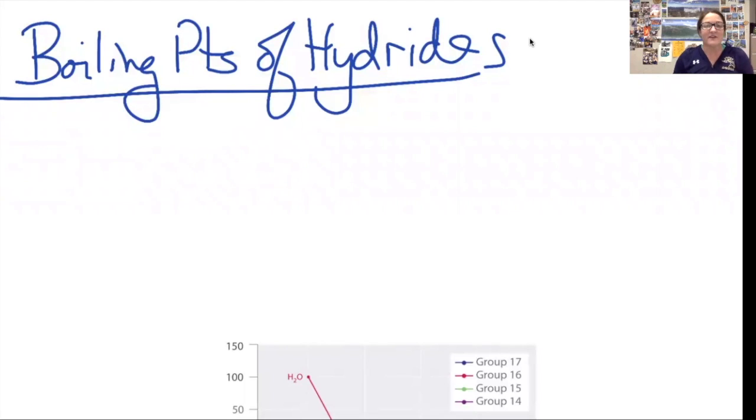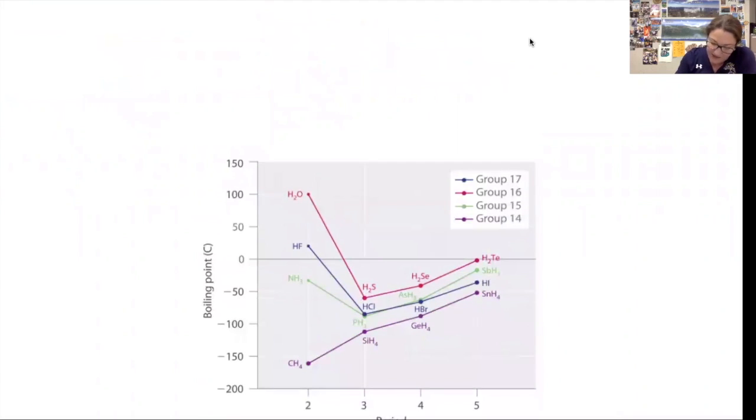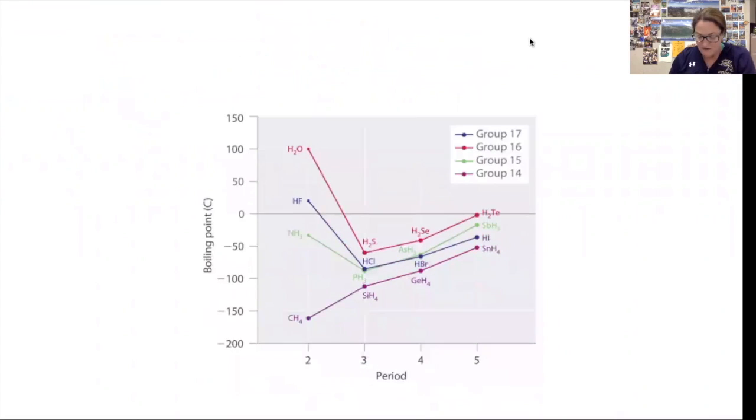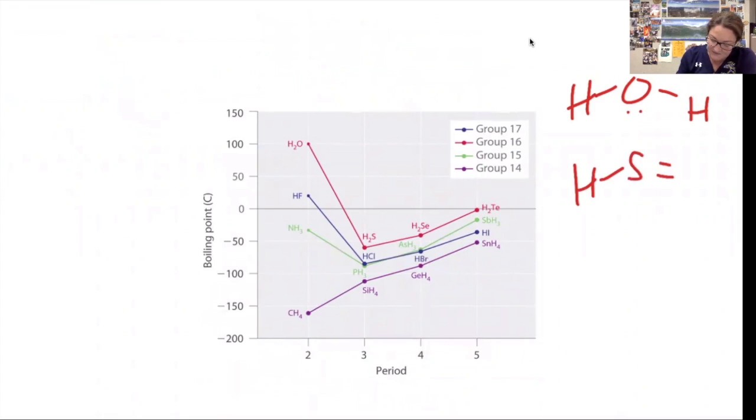We see evidence of hydrogen bonding in the boiling point of hydrides. Let me show you some examples. So let's take a look at the red line here. The red line is all related to group 16. So we have H2O, which has that structure. And then we have H2S, which has the same structure, just with S's instead of O's, and then H2Se and then H2Te going down group 16.